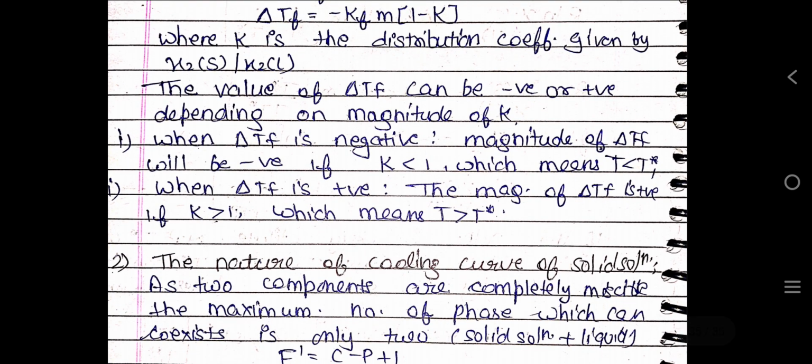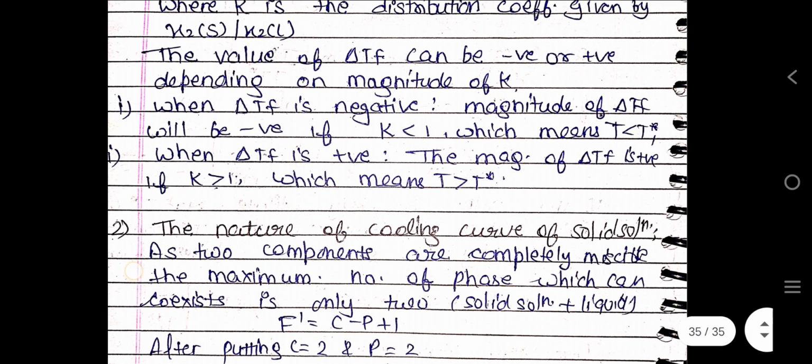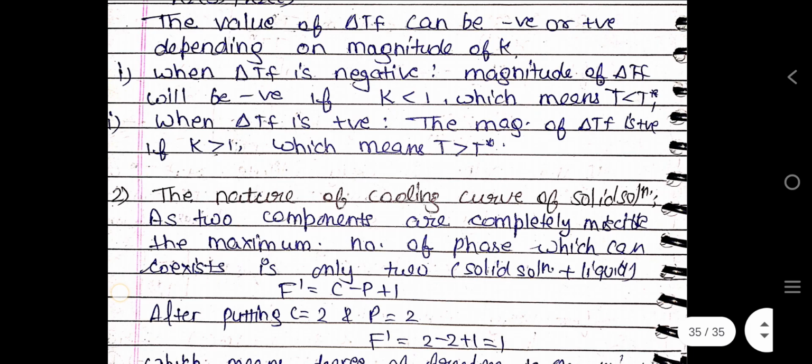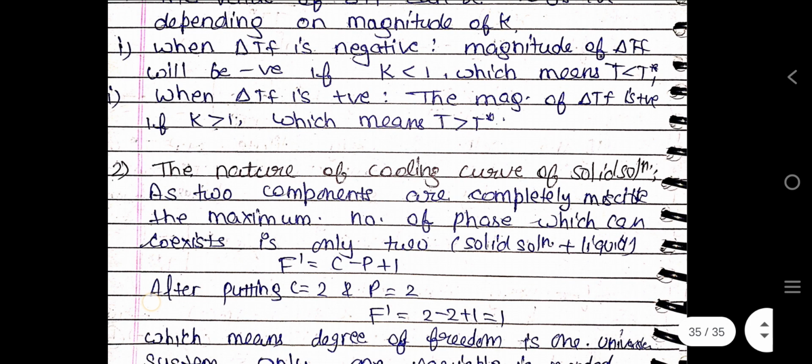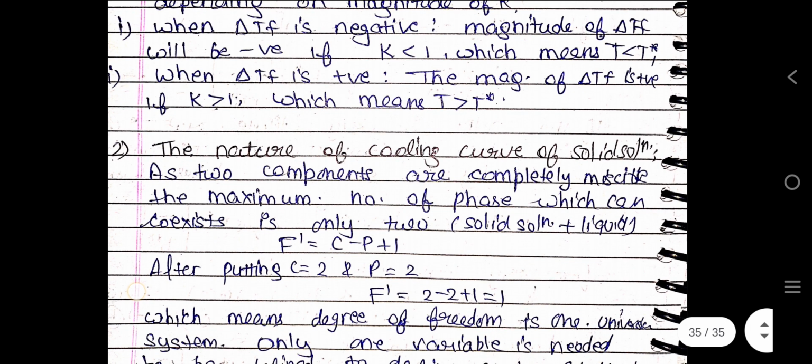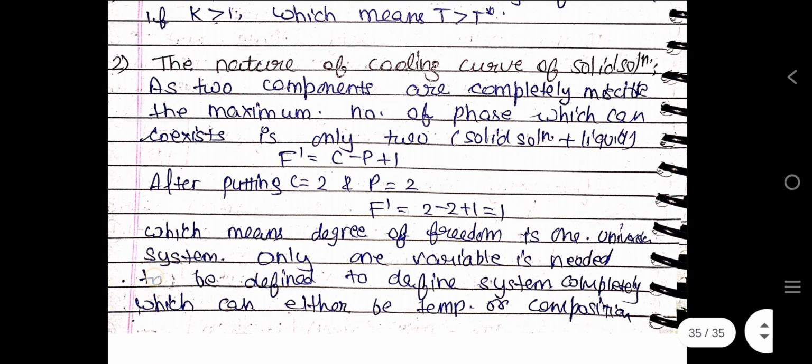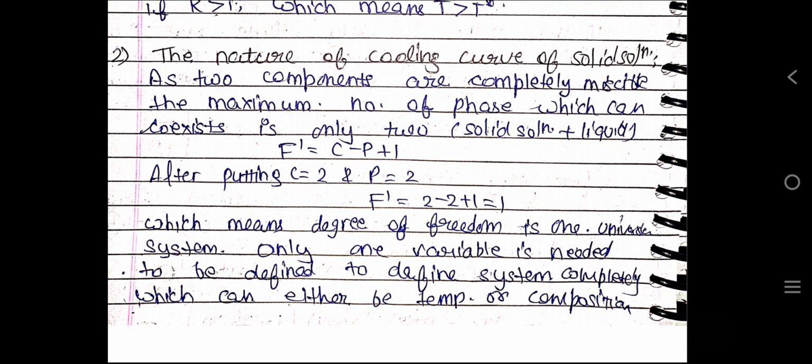Recalling the expression of molality, x2L is equal to n2 by n1 plus n2, which for the liquid is n2 by n1, equal to n2 into M1 by M1 into n1. Using this result in equation 6, we have del Tf is equal to R T1 squared M1 by del fusion H m into 1 minus x2s by x2L. Del Tf is equal to Kf m into 1 minus K, where K is the distribution coefficient given by x2s by x2L.